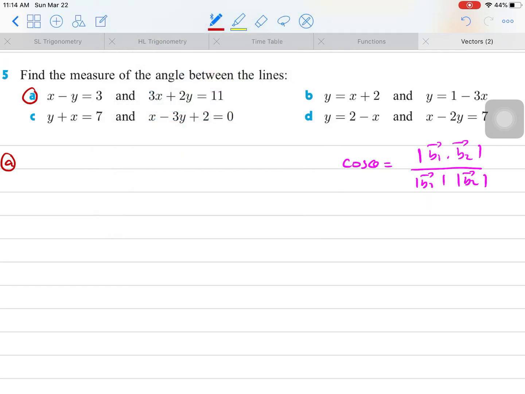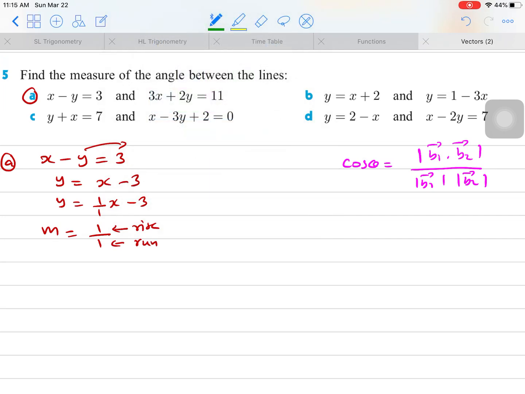The first line is x minus y is equal to 3. I try to put this line in the standard form, so I get y is equal to x minus 3, by rearranging and shifting minus y to the other side. So that's y is equal to 1 by 1 x minus 3. I know the gradient is 1, which is 1 by 1, which is actually rise over run. Now rise stands for vertical movement, and run stands for horizontal.